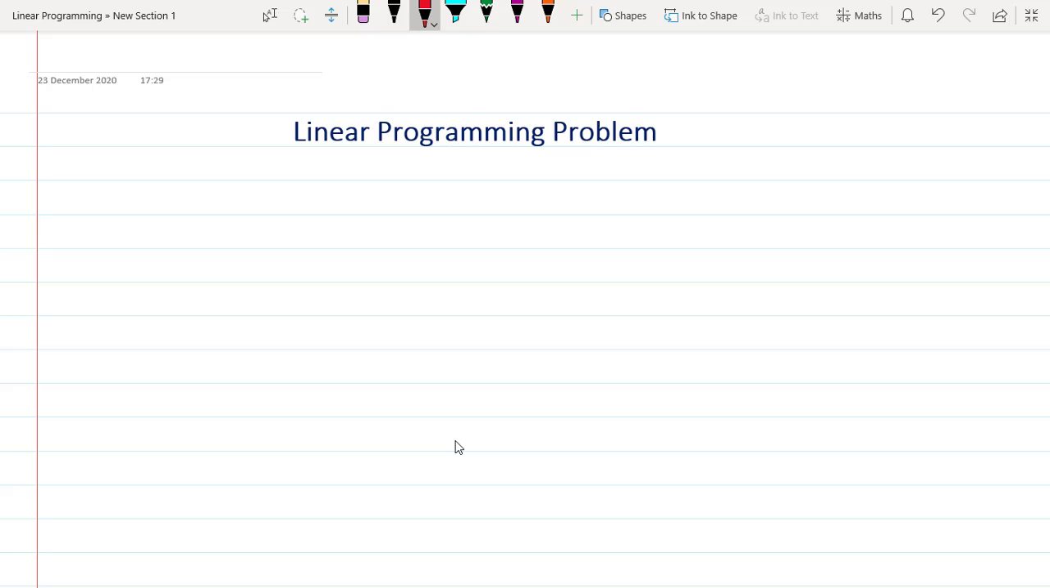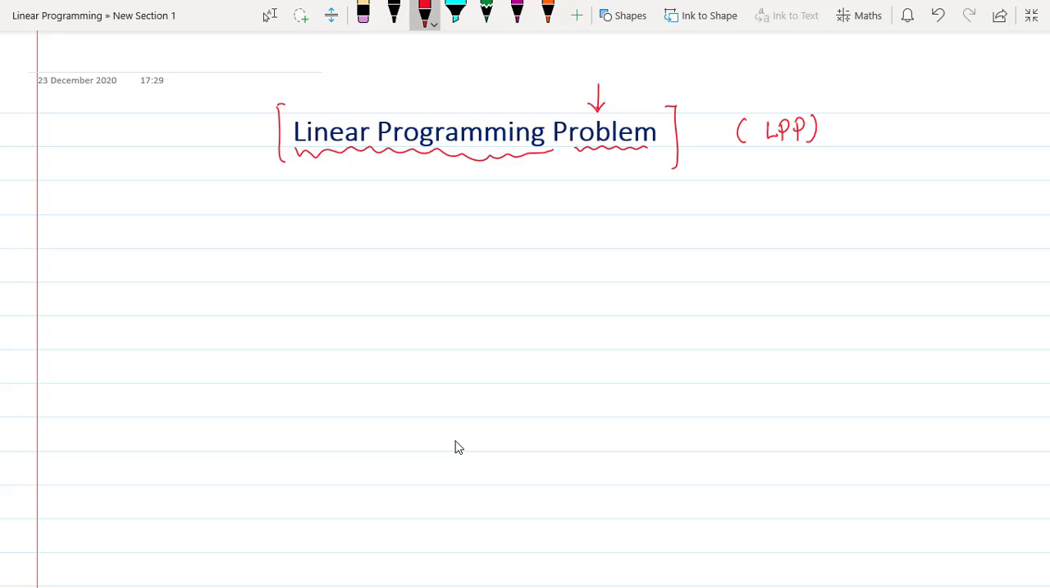Okay, so till this class we have seen linear programming. Now we are introducing one more term, which is a problem. I have already discussed what is the meaning of linear programming problem, and it is popularly known as LPP.